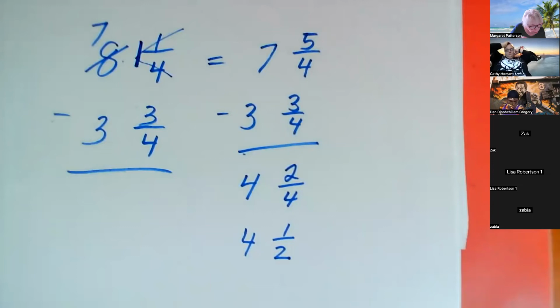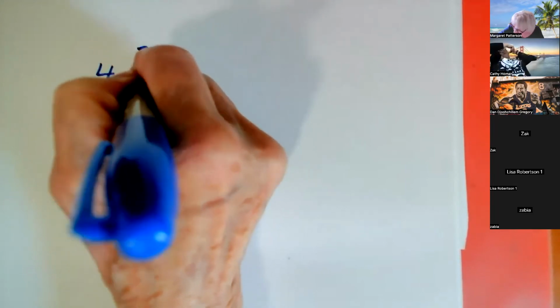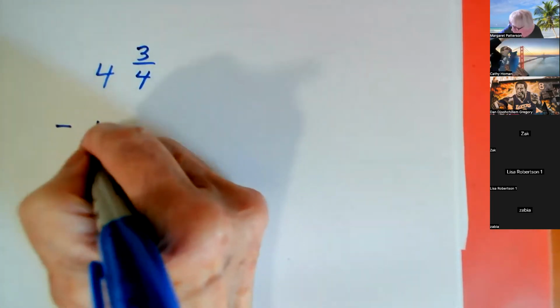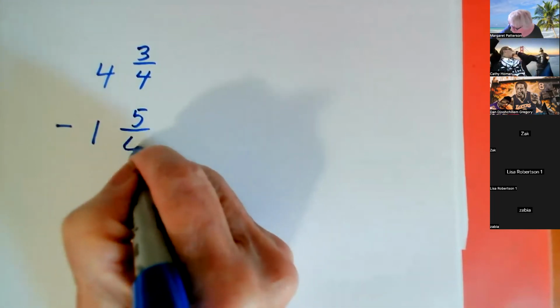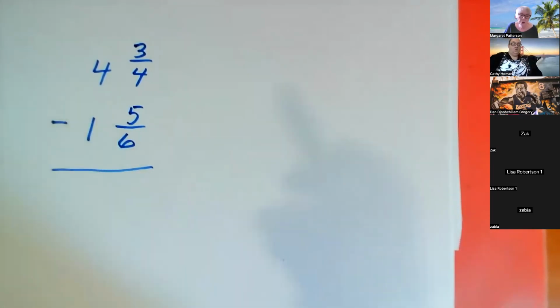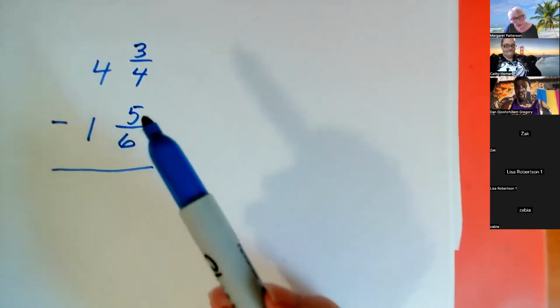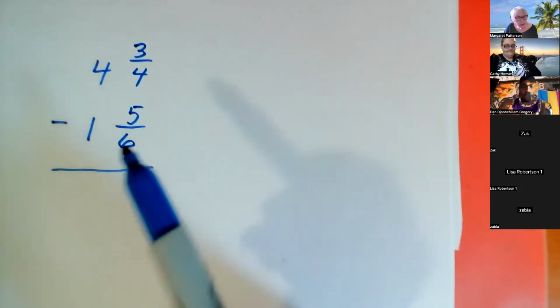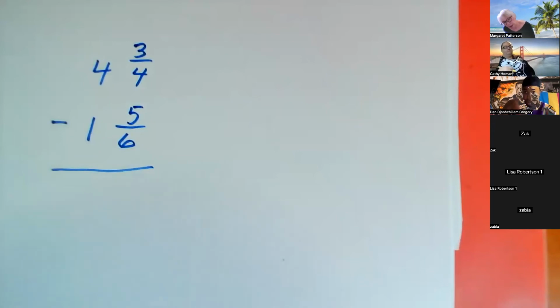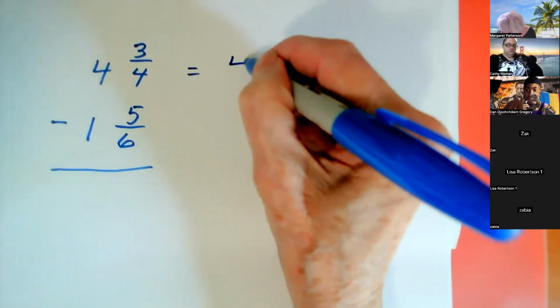Okay, so we might have another problem. 4 3/4 subtract 1 5/6. I suspect 2 problems. Okay, we've got mixed numbers. So I'm going to, first of all, get a common denominator. With a 4 and a 6, thank goodness that's not too hard. What is it going to be? Well, 12. 12.